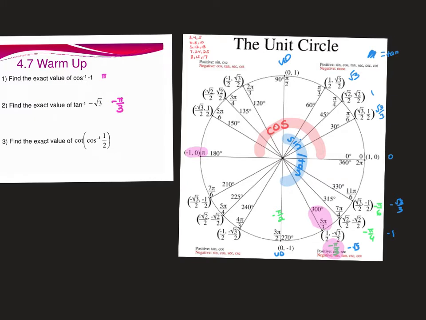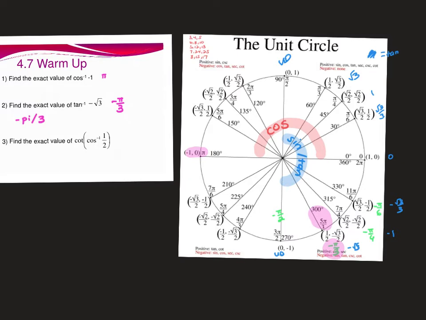If this was an open-ended question, it would be written as negative pi over 3, like that. If it's multiple choice, obviously, you'll see it. Number 3, find the exact value of cotangent of cosine inverse of 1/2.